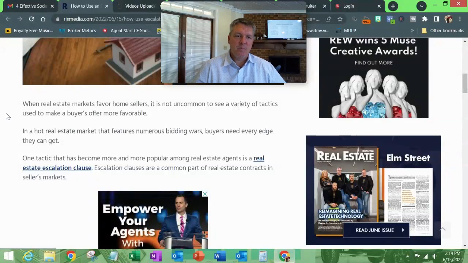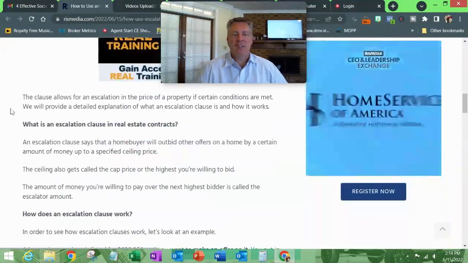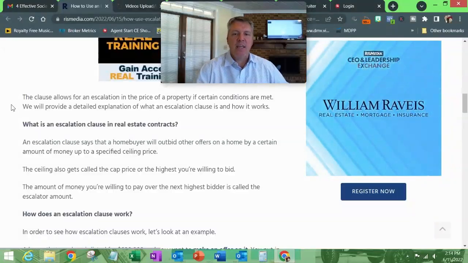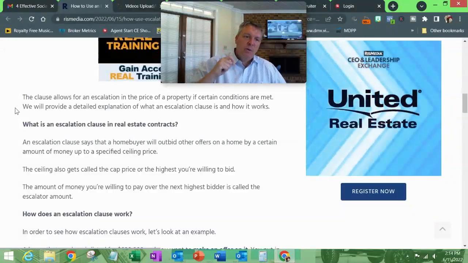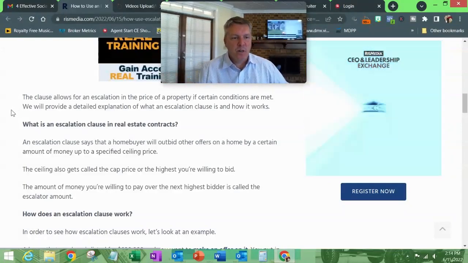In a hot real estate market like we've had for the last 2 years, I would say, maybe longer, that features numerous bidding wars, buyers need every edge they can get. One tactic that has become more and more popular among real estate agents is a real estate escalation clause. Escalation clauses are a common part of real estate contracts in a seller's market. The clause allows for an escalation in the price of a property if certain conditions are met. We will provide a detailed explanation of what an escalation clause is and how it works.